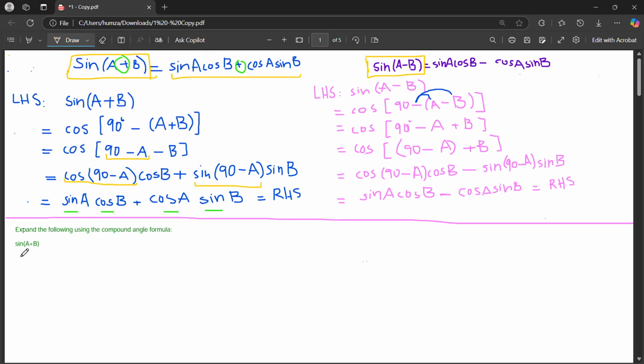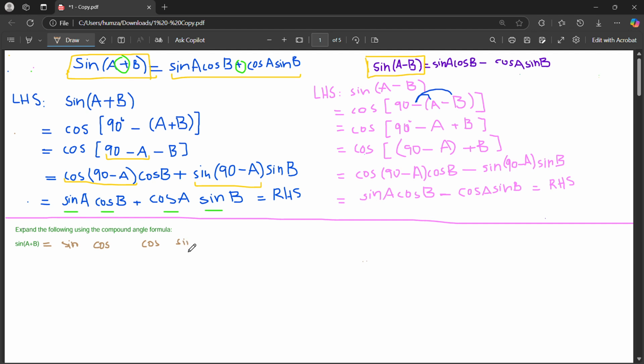So sin A plus B, if you go back and look here on the screen, the pattern is sin, cos, cos, sin. So we will write that pattern. So we will say this is equal to sin, cos, cos, sin.